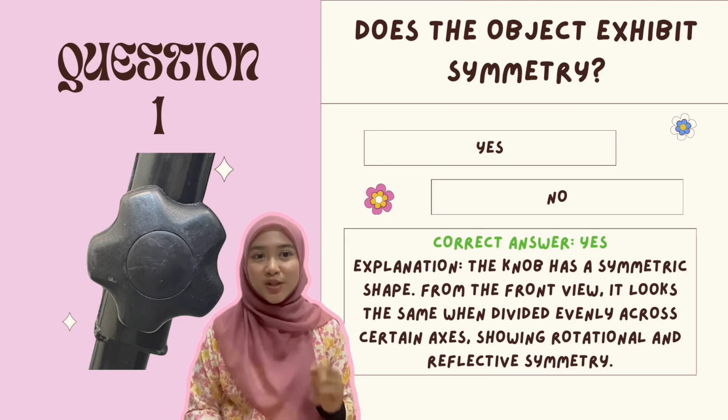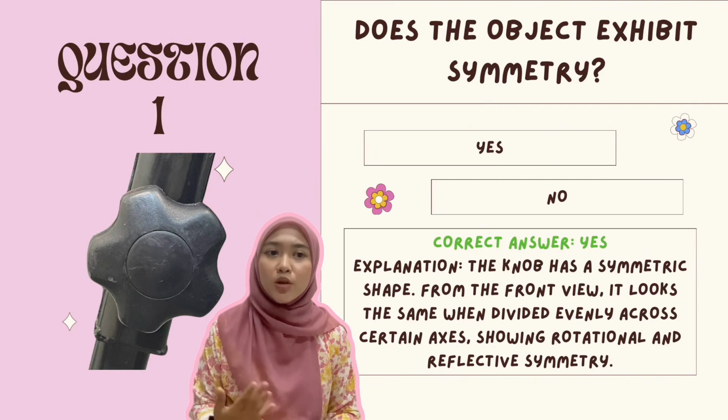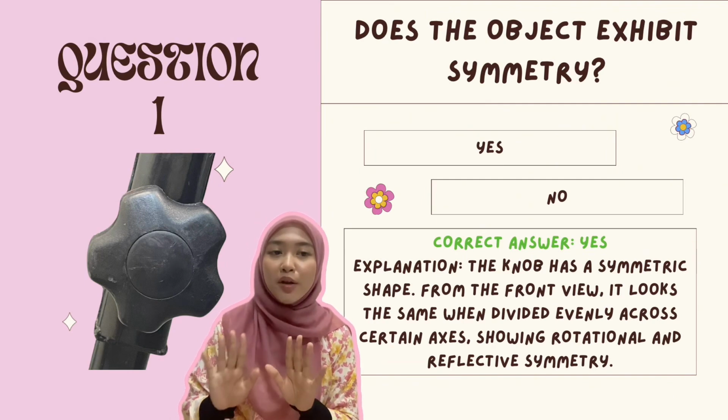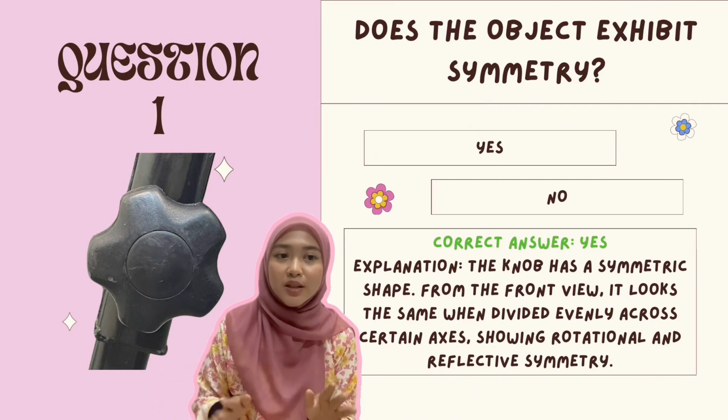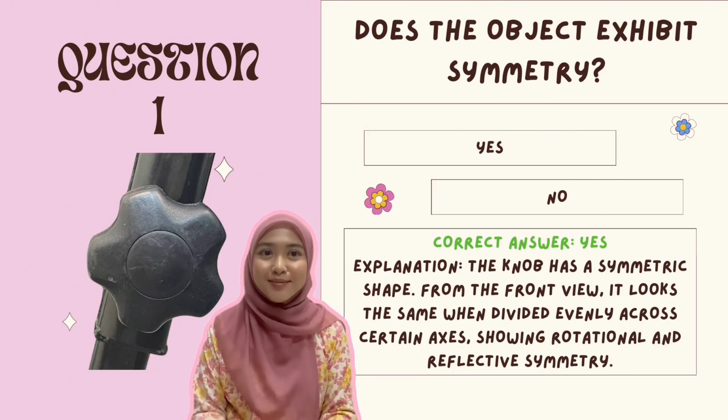So, for the first question, does the object exhibit symmetry? The answer is yes. Why? Because the knob has a symmetric shape. From the front view, it looks the same when divided evenly across certain axes, showing rotational and reflective symmetry.